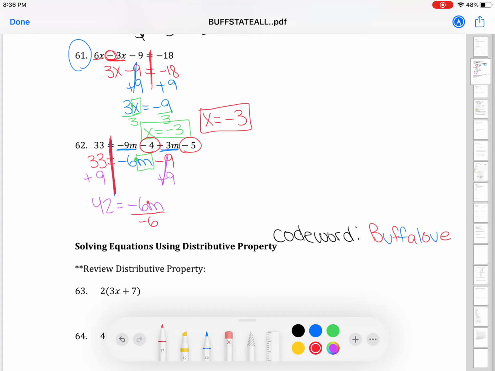33 plus 9 is a 42. I bring down the equals, and I bring down my -6m. Because they're being multiplied together, I get rid of the -6 by dividing both sides by -6. And I get that -7, which is 42 divided by -6, is equal to m, and that is my final answer.